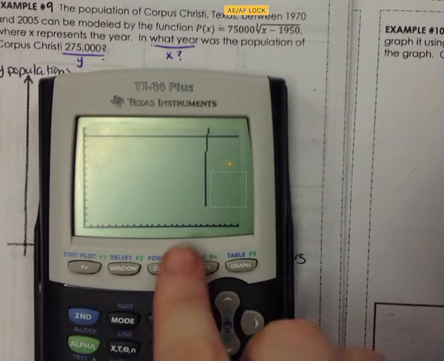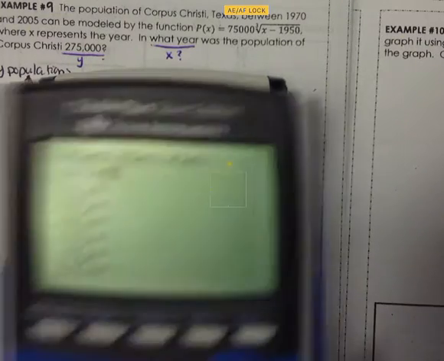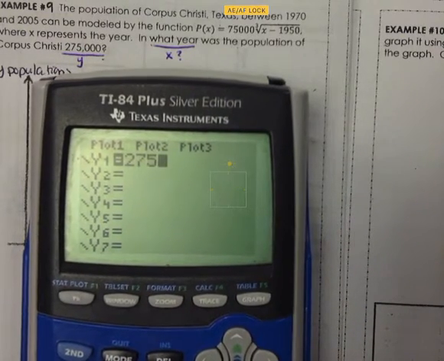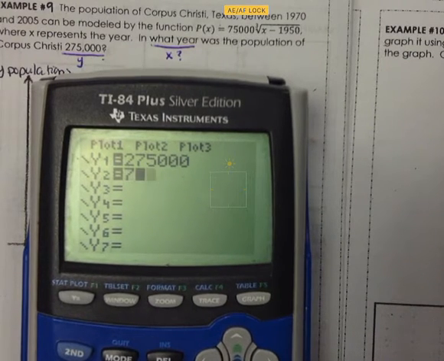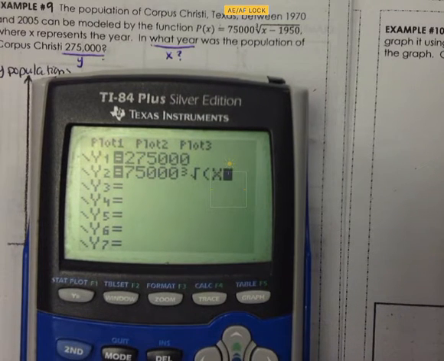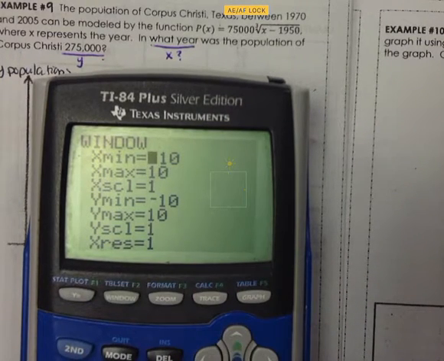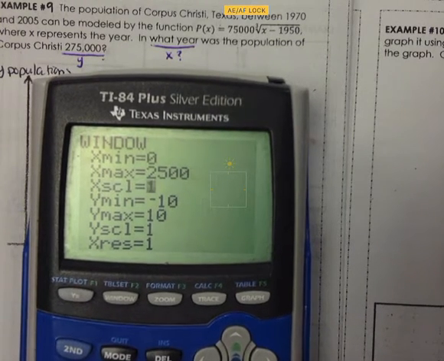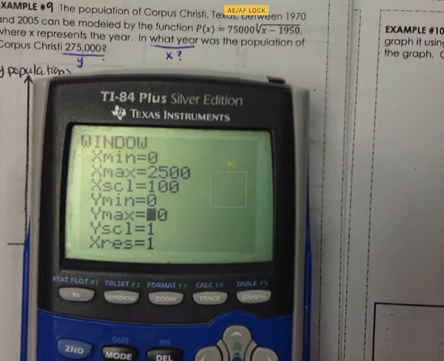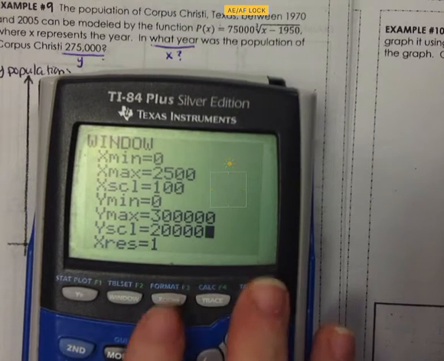It looks like that. Now this is kind of weird. If I look at my other calculator, it might look different. So if I do 275,000, and then I have my 75,000 math 4, then I do that x minus 1950. Then I go back to my window, I do 0, 2,500, count by 100, 0, 300,000, count by 20,000. Then I'll press graph. Let's see what happens here.